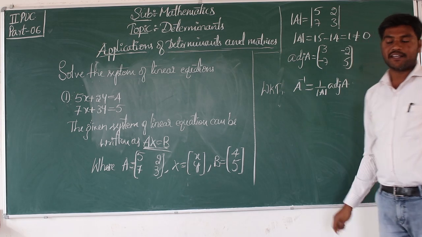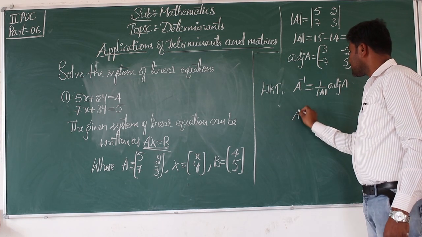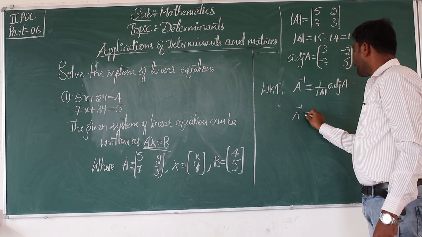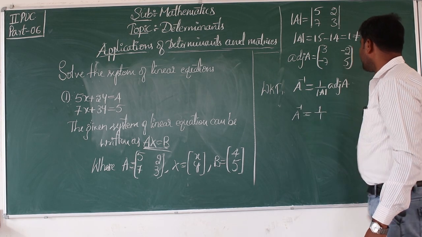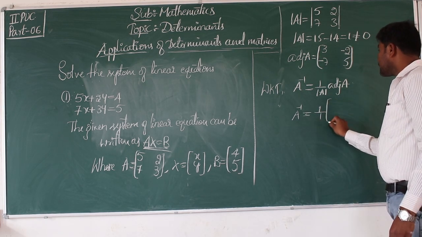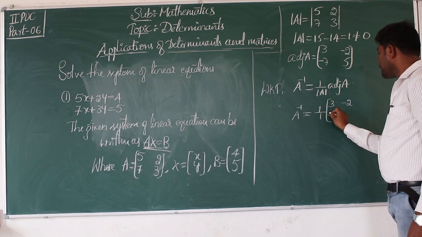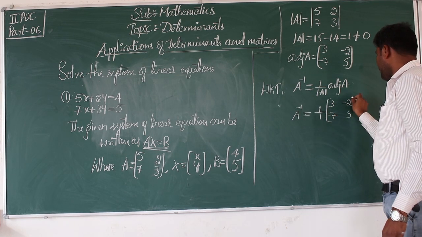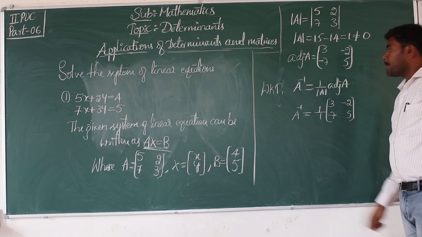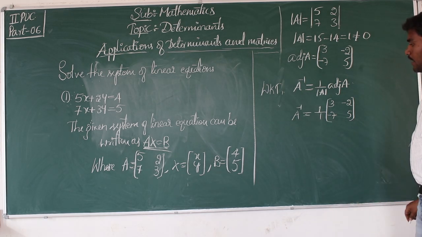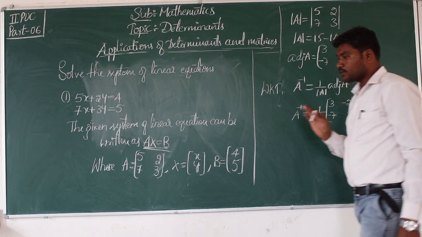1 by determinant A into adjoint A. Now the inverse of the matrix becomes A inverse, that is equal to 1 by determinant A, means 1 by 1, into adjoint A, which is 3 minus 2 minus 7 5. This is the inverse. Here we are going to find the values of the variables, right?